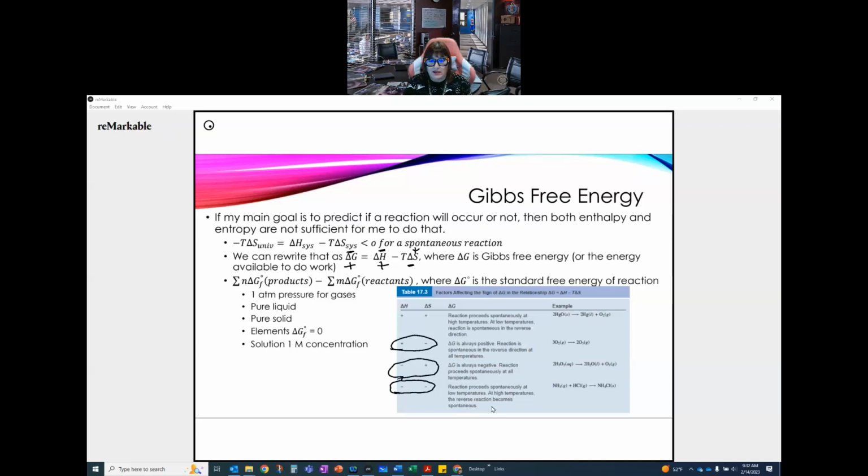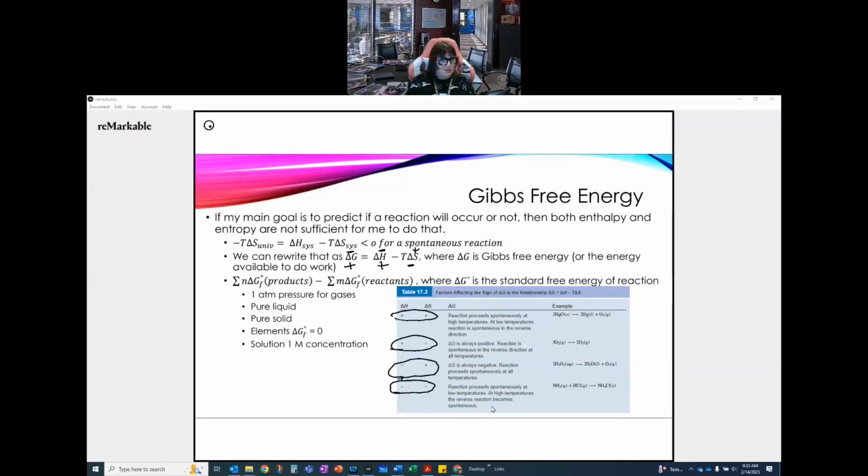Now, our opposite case, when delta H is the one that's unfavorable, then I need that delta S component, even though it's favorable, to be the bigger part. So that has to happen at high temperatures, right? At high temperatures, that'll be the bigger component, and that means that delta G will be negative at high temperatures. And that's what we see right here. Reactions proceed spontaneously at high temperatures. At low temperatures, the reaction is spontaneous in the reverse direction. So those are the 4 cases that we have. You should be able to walk through the logic on that.